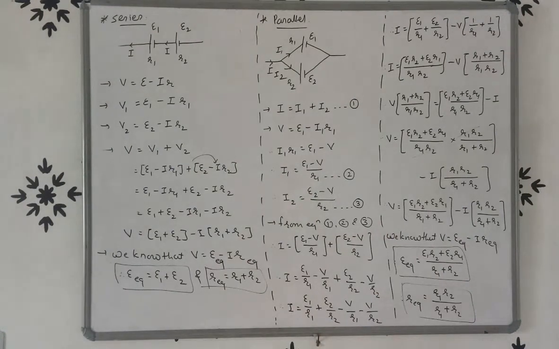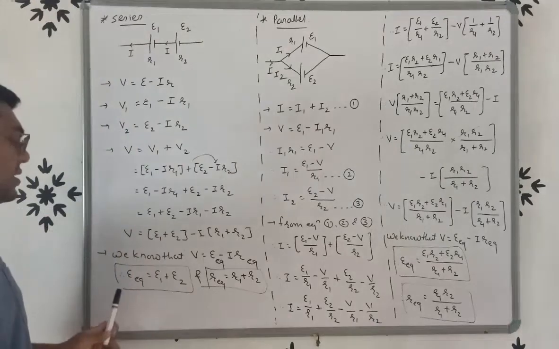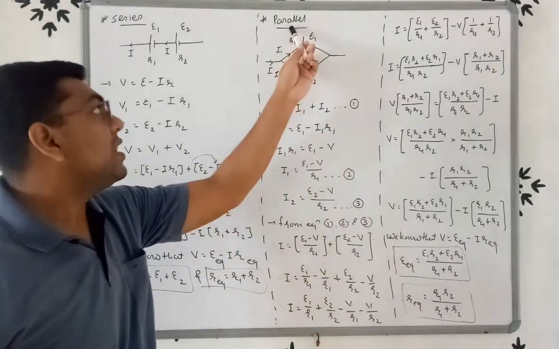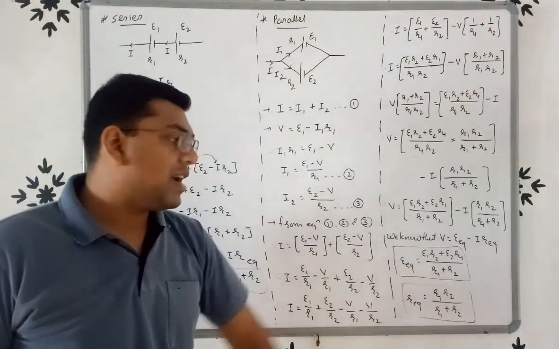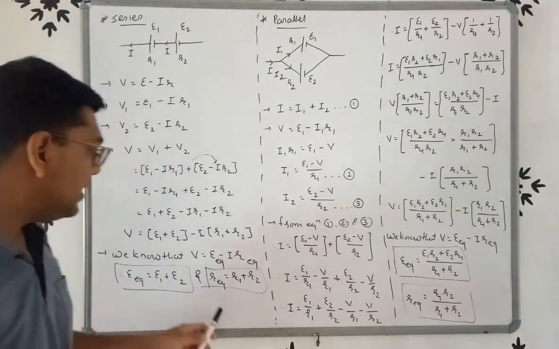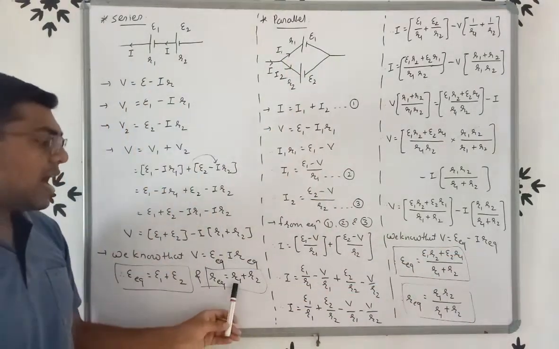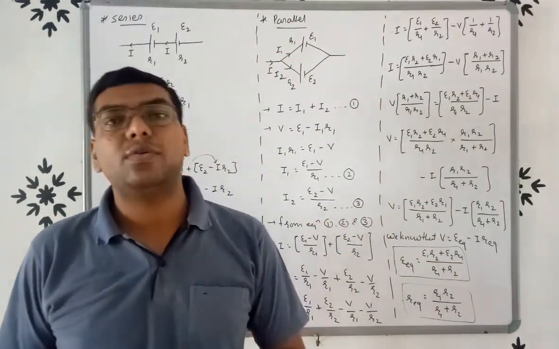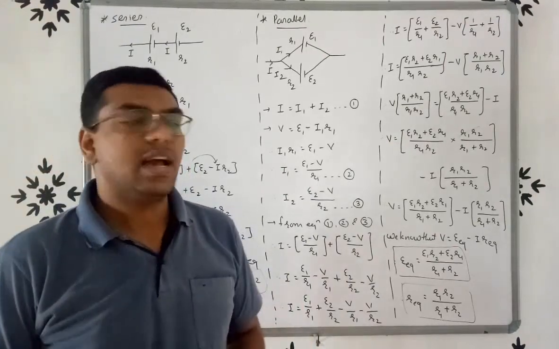So this is a very important question: explain the series combination of cell and explain the parallel combination of cell. So friends, you have to remember the equivalent EMF for series combination is E equivalent is equals to E1 plus E2, and equivalent EMF for parallel connection is E1 R2 plus E2 R1 upon R1 plus R2. Equivalent internal resistance for series is R1 plus R2, and for parallel is R1 R2 upon R1 plus R2. You have to remember these formulas, right?